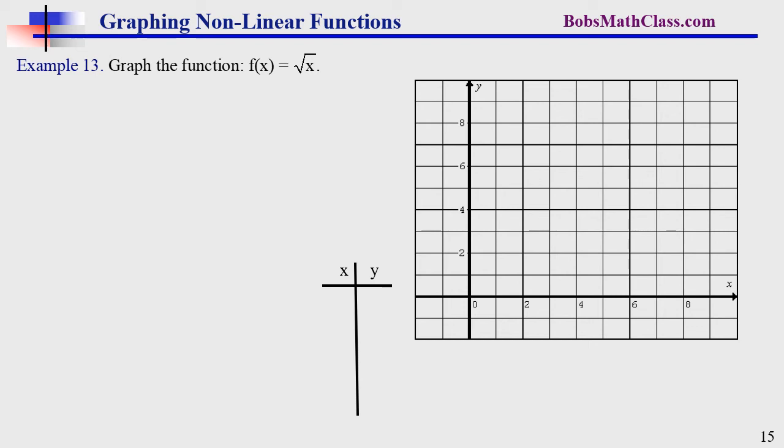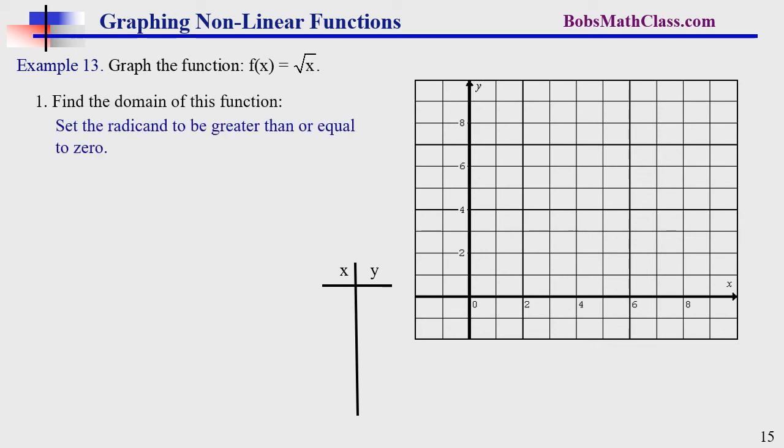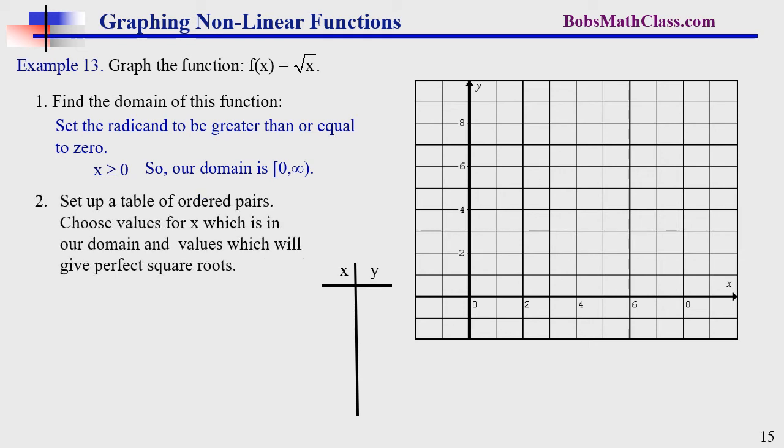All right, what number should we start with? Well, let's look at the domain. You set the radicand greater than or equal to 0. All right, so x, that's the radicand, greater than or equal to 0. We don't need to get x by itself because that's all there is. So that's our domain. We can only pick numbers bigger than or equal to 0. So we're going to start with 0. And then we want to choose values for x in the domain and values that will give you perfect square roots.